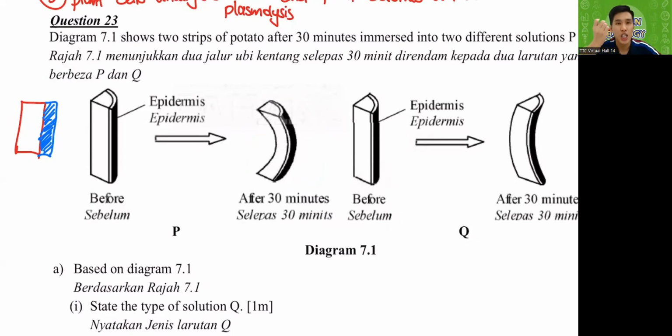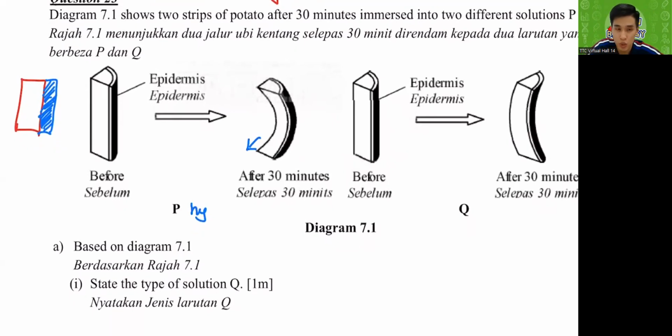So it's actually shrink. Remember I said the skin cannot change. Imagine this is the skin and this is the flesh. The skin wraps around the flesh like that. The flesh used to be like this, but now the flesh shrinks and the skin curves inwards. So whenever you see the skin pushed towards the flesh, it means the flesh has shrunk. So definitely water comes out, right? If water comes out, solution P is hypertonic. Water came out, so it is hypertonic.